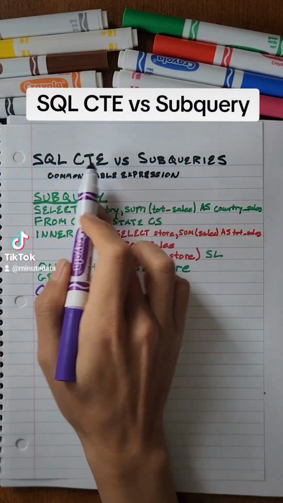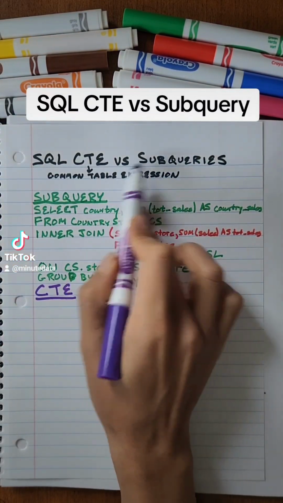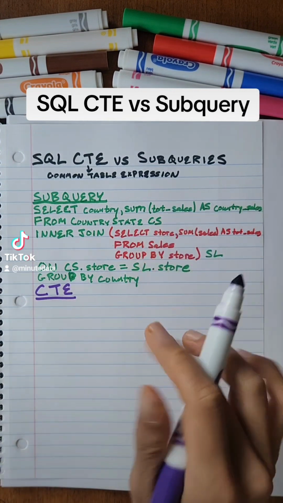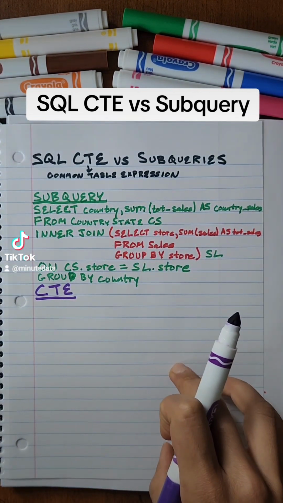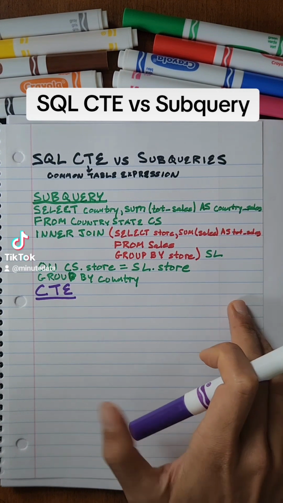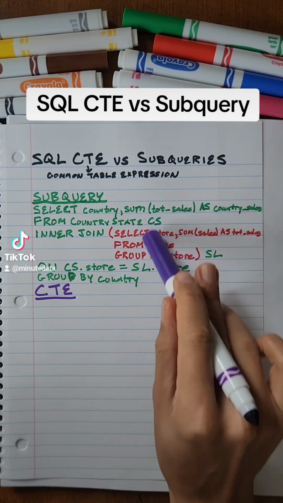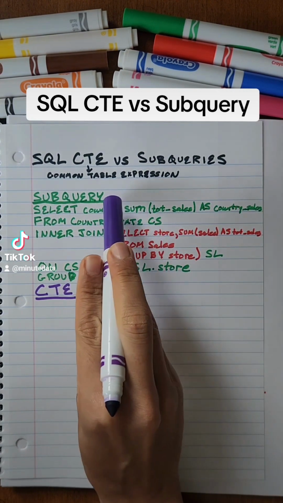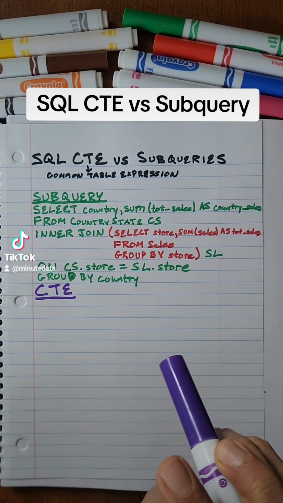Let's learn about SQL CTE, common table expressions, versus subqueries. Typically, we use these when we want to use the results from one table as an input to another table. So in our example here, we're going to look at sales data, and we're going to have store level sales data that we're going to eventually want to aggregate to country level sales data.